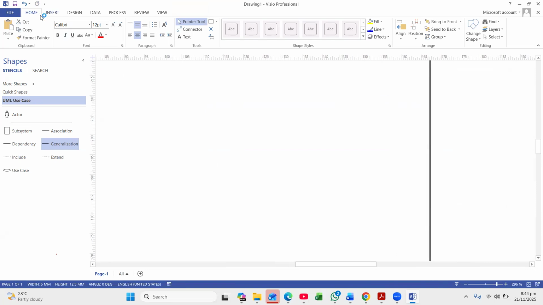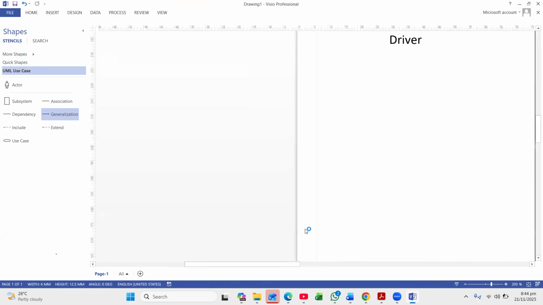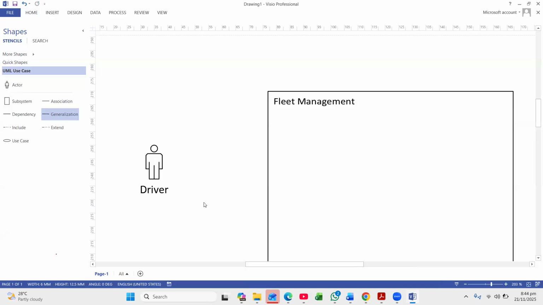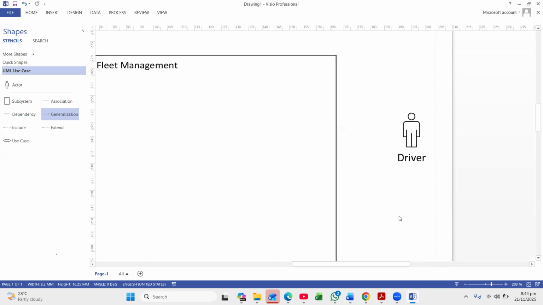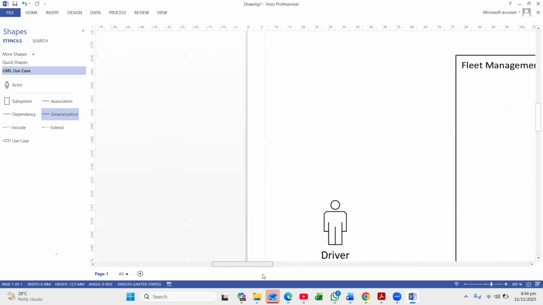So I will have my driver, a nice gentleman over here. And then over here, I'll have my fleet manager.